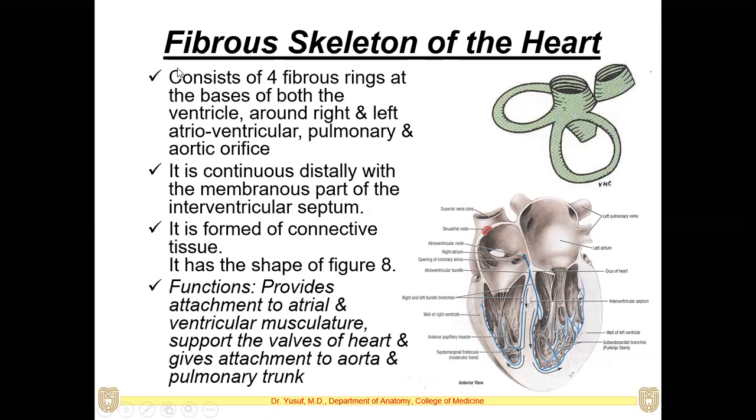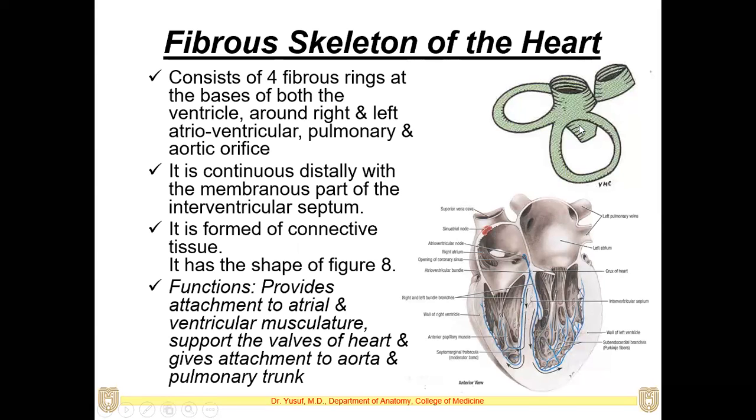So this fibroskeleton is nothing but the 4 fibrous rings at the bases of the ventricles around the right and left atrioventricular orifice, pulmonary orifice, as well as the aortic orifice. This is how it looks. So you can imagine it will be here between the atrium and the ventricles. At the junction between the atrium and the ventricles, you can see the fibrous skeleton. It is continuous distally with the membranous part of the interventricular septum. It will continue down as a small extension. There is a membranous part as well as the muscular. Lower part will be the muscular part, and upper part will be membranous.